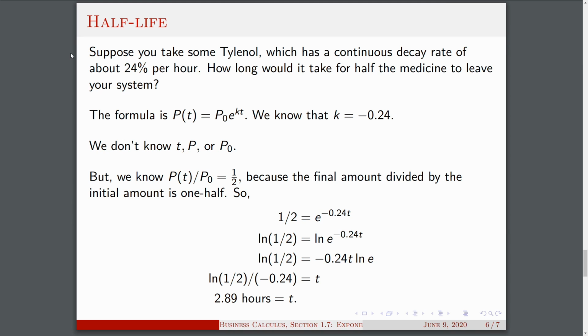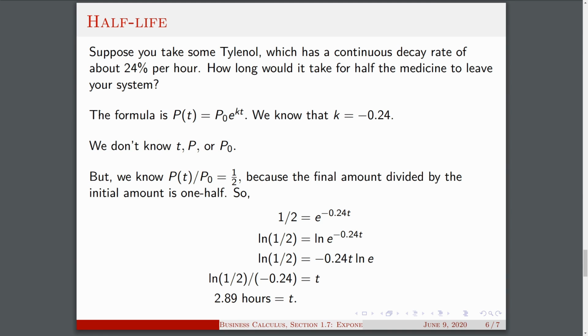So, for example, let's say we take some Tylenol, which has a continuous decay rate of about 24% per hour. So each hour, only about 76% remains of the amount that you started with. Okay. And suppose we want to know how long it will take to end up with half the amount that we started with.